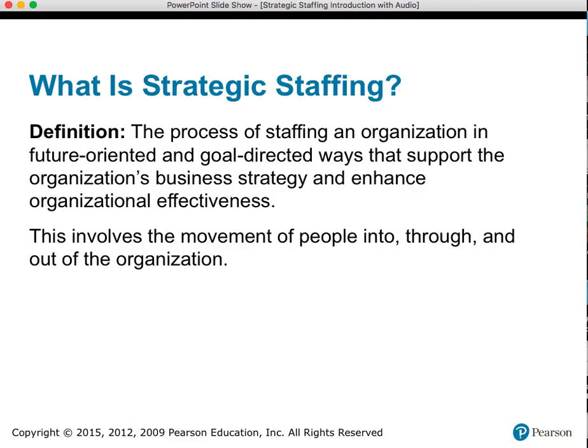So, how do we define strategic staffing? In essence, strategic staffing is how we align our staffing practices, our recruitment, our selection process, and our hiring policies so that they are in alignment with the organization's business strategy, so that the company can achieve its goals and is as effective as possible. We can make all sorts of hiring decisions, but we should be making our hiring decisions with an eye towards how this will help the organization achieve its goals and its strategy.